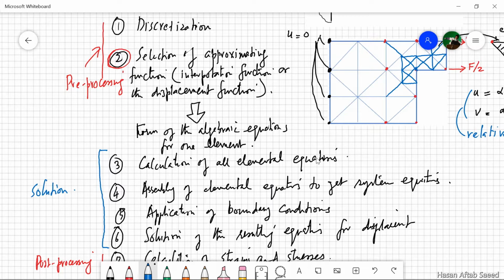Step 3, calculation of elemental equations. This is nothing but application of step 2 to all the elements of the system. Number 4, assembly of elemental equations to system equations, and that is done by the connectivity table, which was mentioned when we did minimization of potential energy. 5th is application of boundary conditions. Number 6, solution of resulting equations for displacement, and finally calculation of strains and stresses.